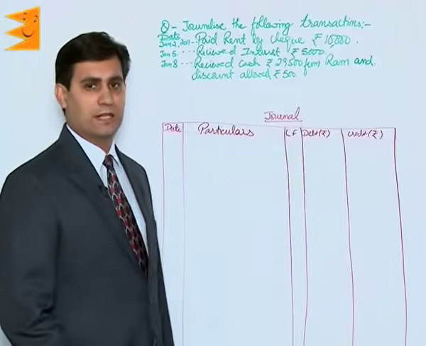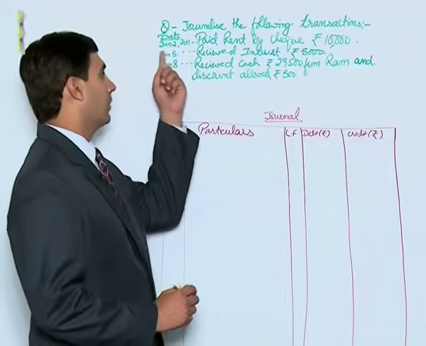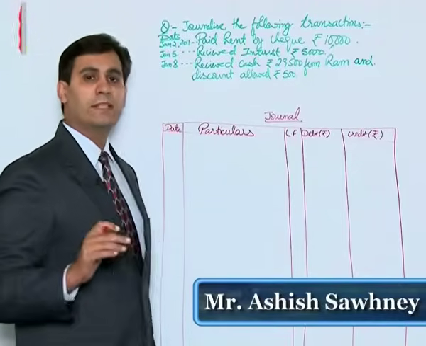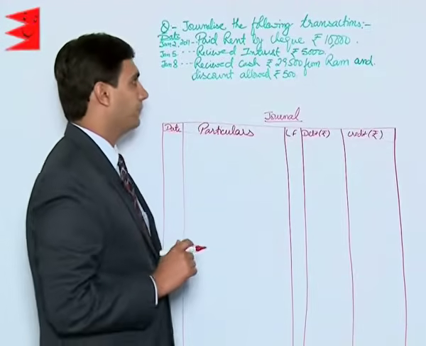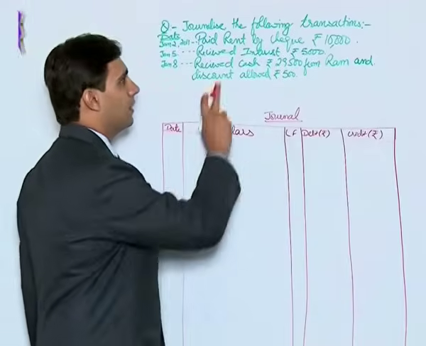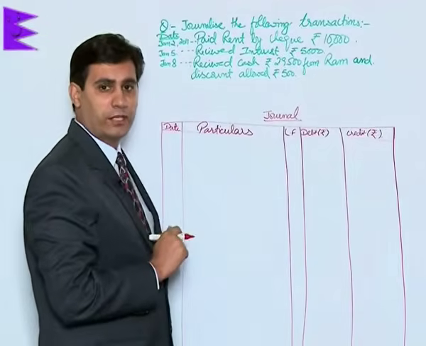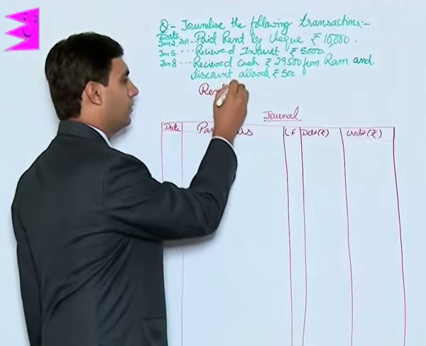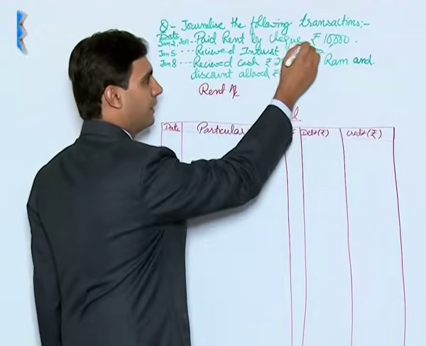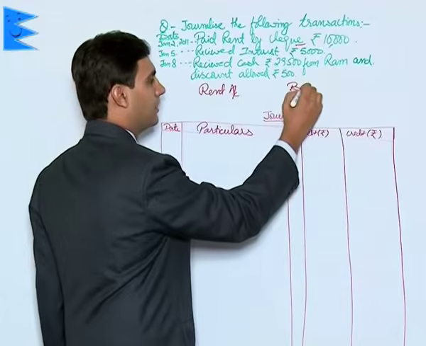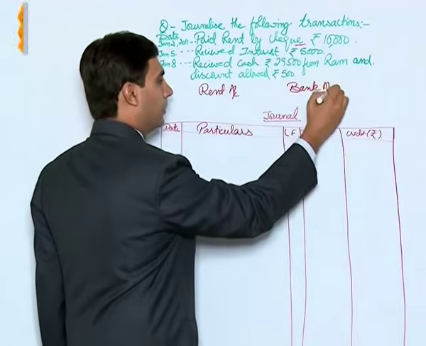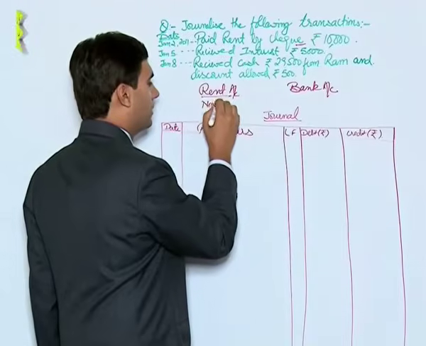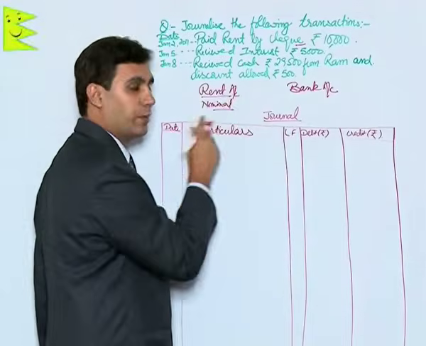Journalize the following transactions. Now students, the following transactions have taken place on these dates. So let us try and journalize them. The first transaction is paid rent by check. Now it involves two accounts. One is rent account, and since the payment has been made by check, the second account is bank account. Now students, rent is a nominal account since it is an expense.